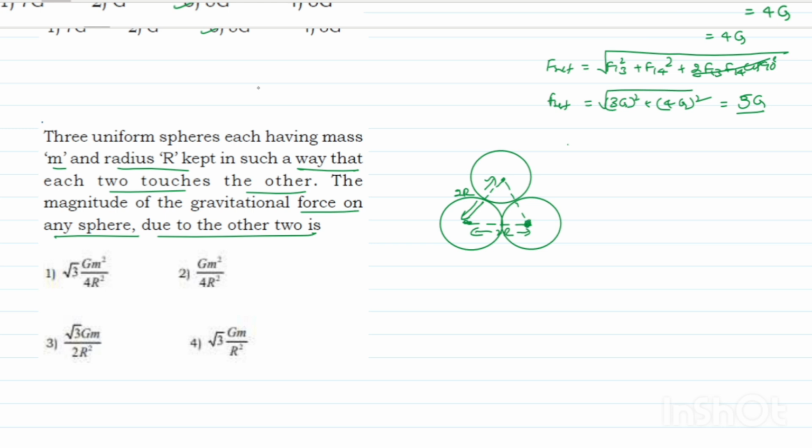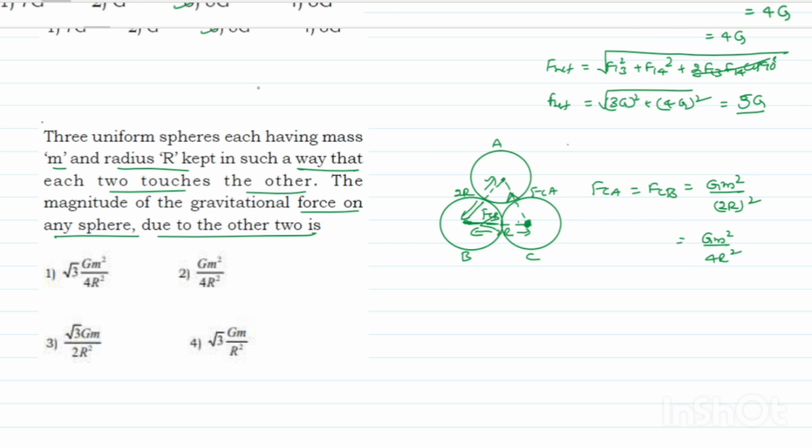Now if you take the force of attraction on any sphere due to the other two, let us name the spheres A, B, C. C is attracted by A along this direction, FCA, and C is attracted by B along this direction, FCB. The magnitudes of FCA and FCB are both the same, that is G into M square, since all the masses are the same, by 2R whole square as the distance of separation. So you can write it as GM square by 4R square.